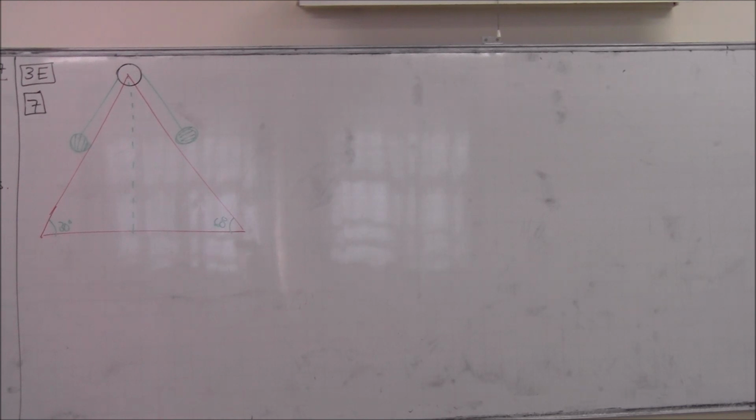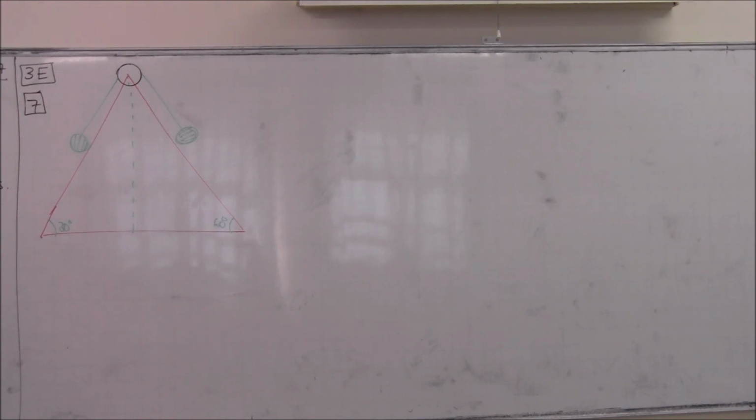What do we have? We have two particles, P and Q, connected by a light inextensible string. The string passes over a small smooth pulley, which is fixed at the top of the fixed wedge. This is the wedge, right? Equal masses for both of them.